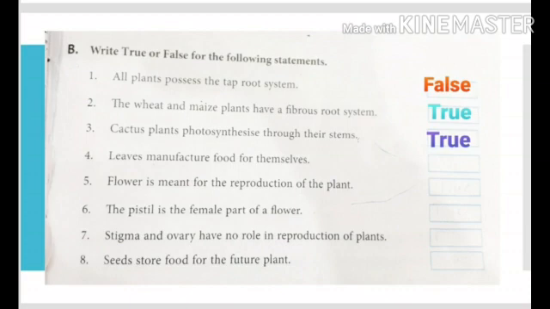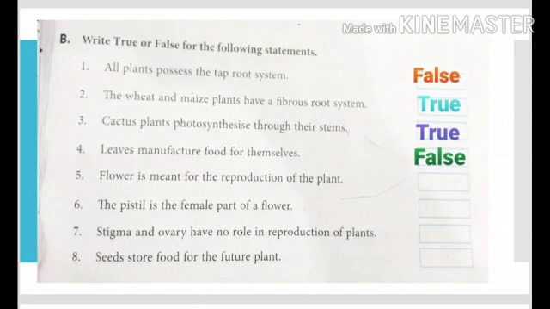Number 3, cactus plants photosynthesize through their stem. Yes, because the leaves are already modified into spines to reduce the loss of water and to protect from the grazing animal. What about number 4, leaves manufacture food for themselves. No, for the whole plant. That's why the statement is false.